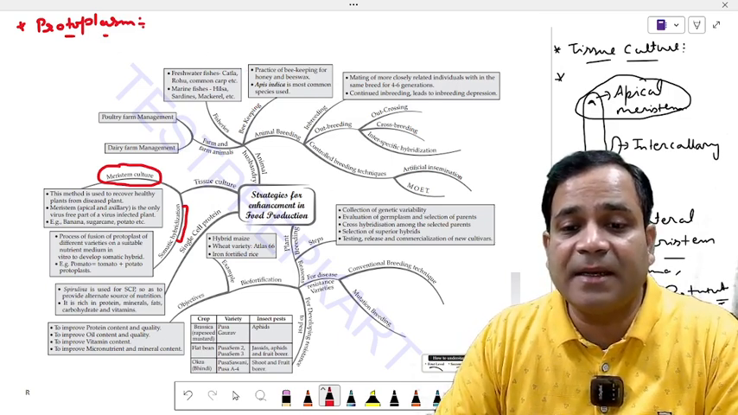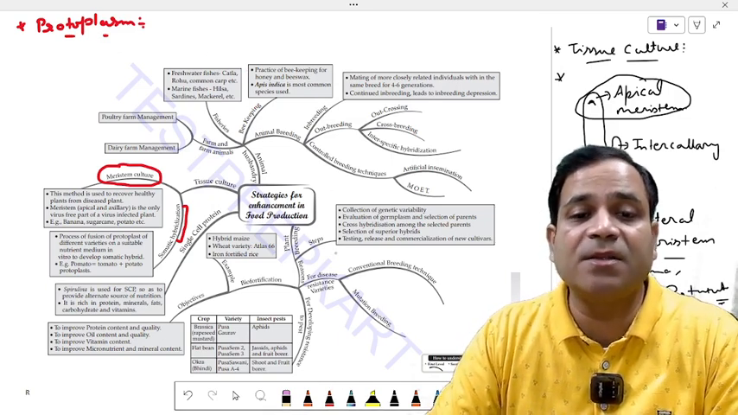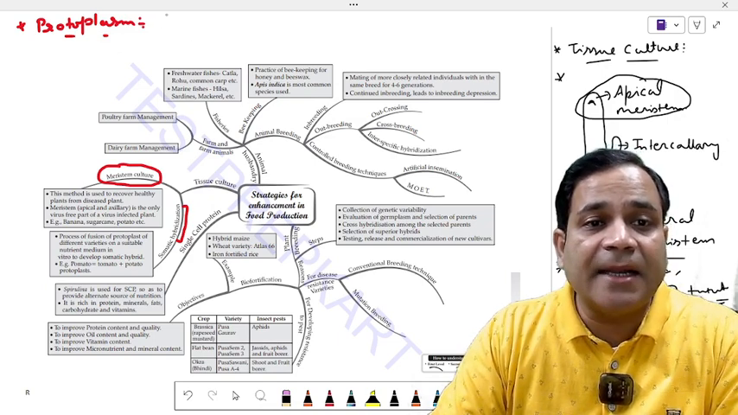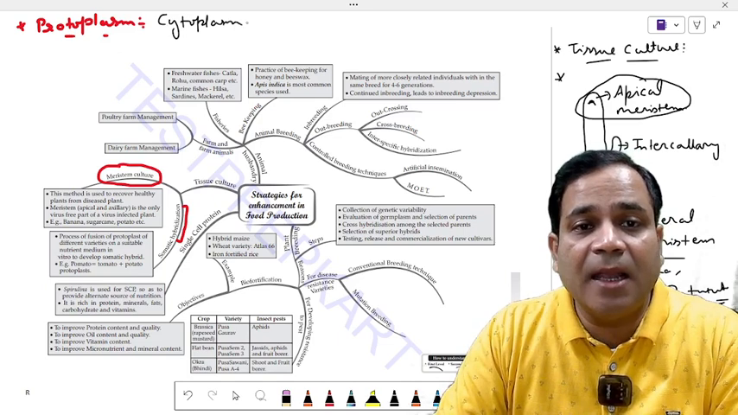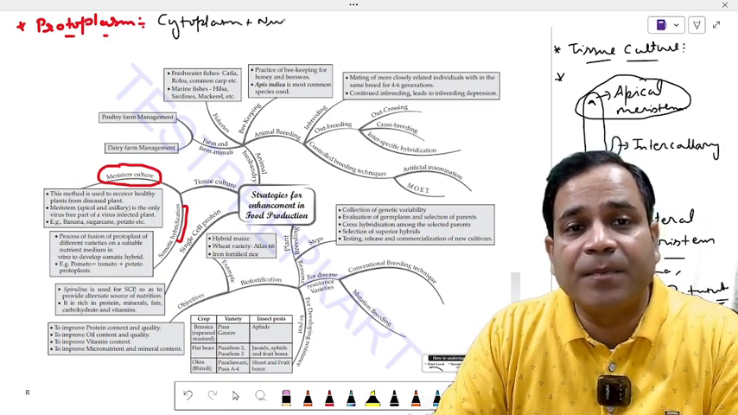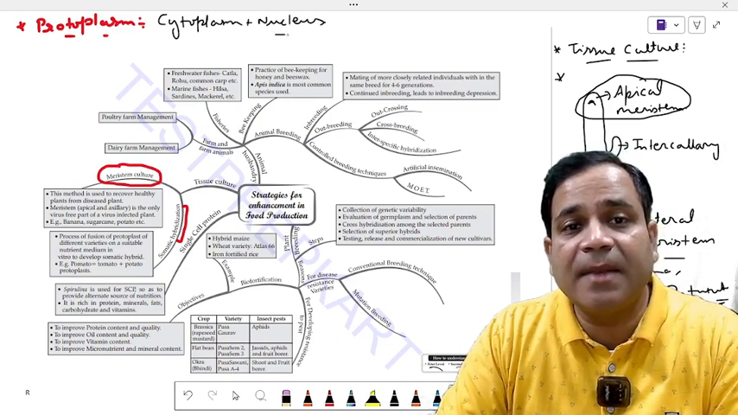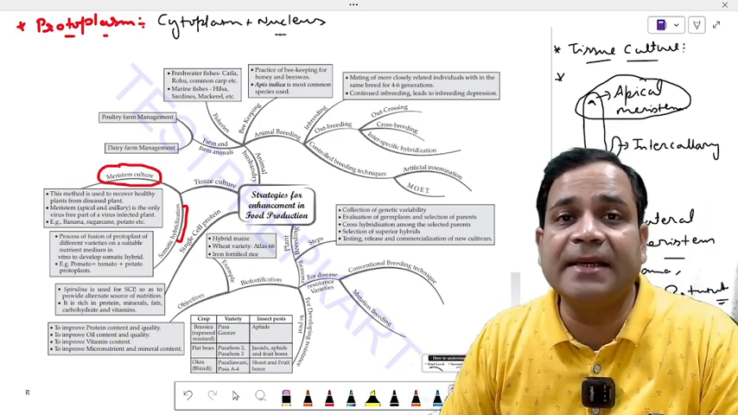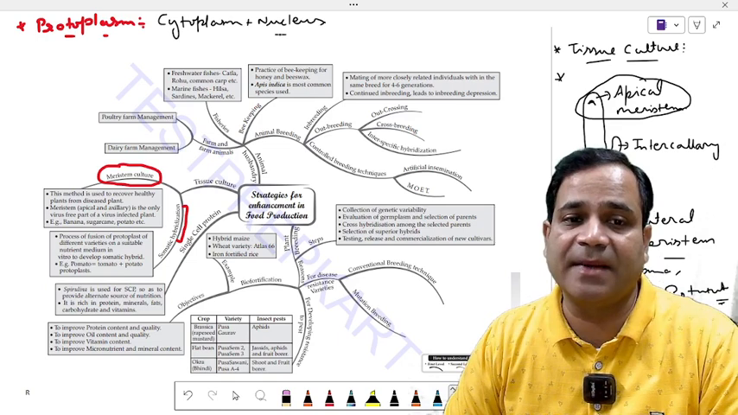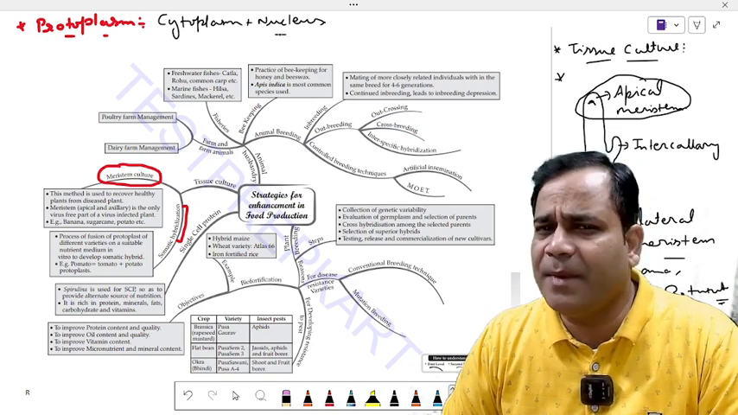So if I'm saying the living constituent part of the cell, it means cytoplasm along with the nucleus. Cytoplasm along with the nucleus, my dear, is termed protoplasm. So now what do we mean by protoplast?